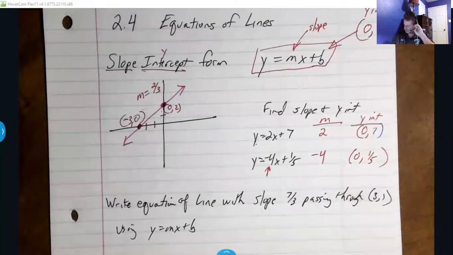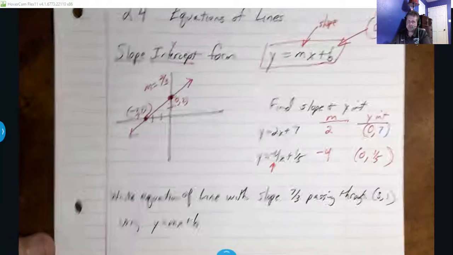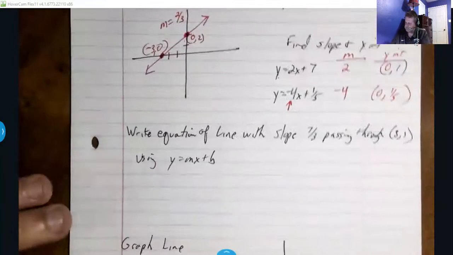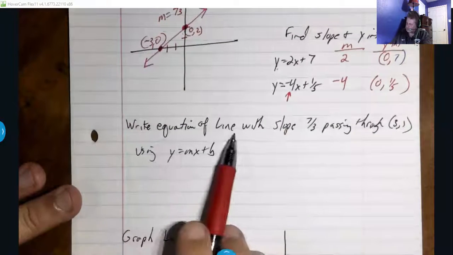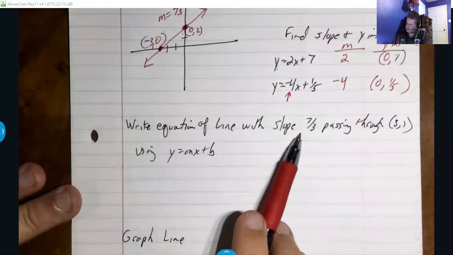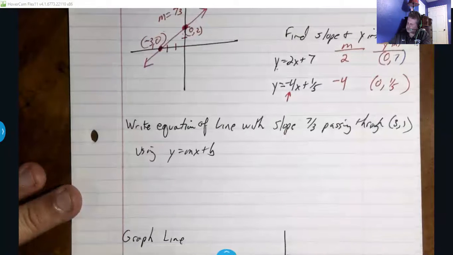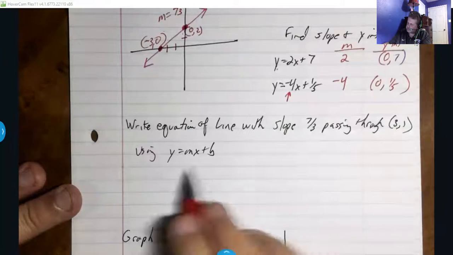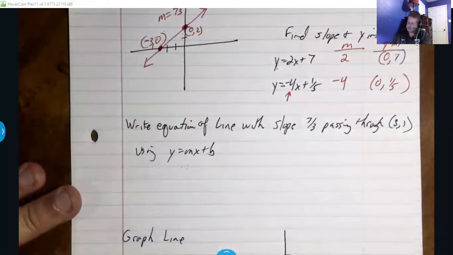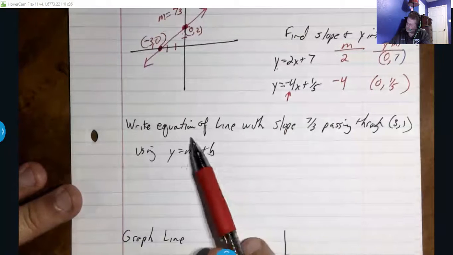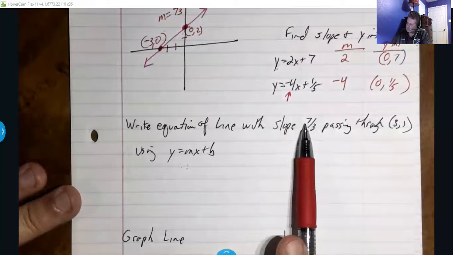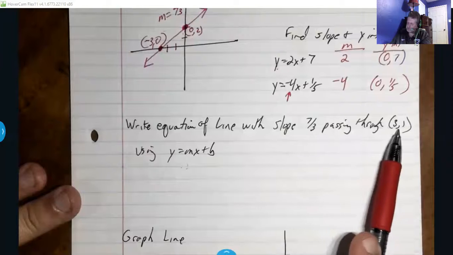Now it says writing. How are we going to use this in certain types of problems to be able to graph? It says write an equation with slope. Well, actually, let's do this. Let's put in this, and I'll teach you how to graph it. All right, so it says write an equation with the slope 7/3 passing through this point. Well, that is not a y-intercept.